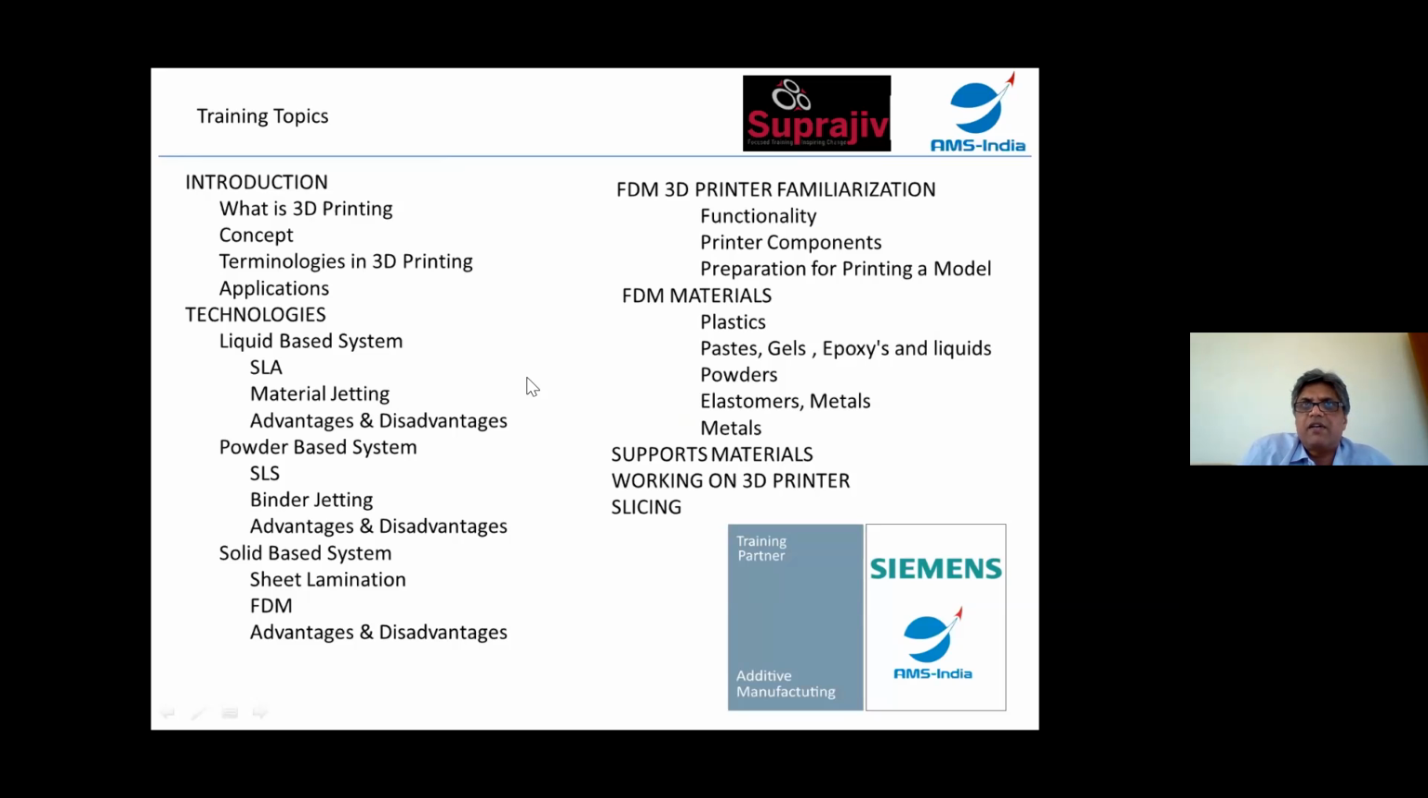So we also have a very good relationship with Suprajit, and we are tied up with Siemens. Basically, we are training partners, we are channel partners for Siemens, and we have got Siemens giving us their software called NX, DFAM, Design for Additive Manufacturing. So we train the students in design for additive manufacturing using the Siemens NX software, and a certificate will be provided by them. Along with Suprajit, we give training on the whole machine and on the whole technology of 3D printing.